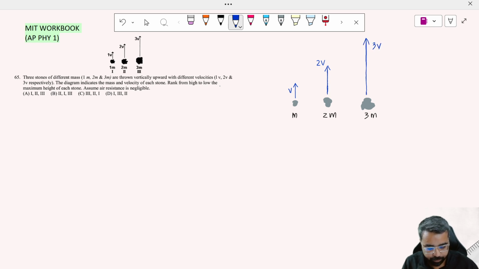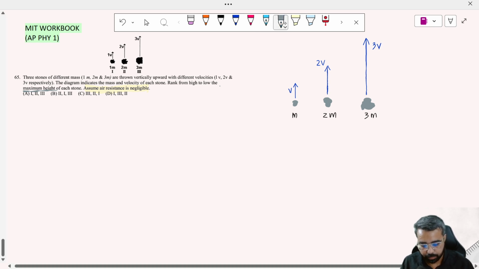So that is 3v. The question is, if we assume there's no air resistance, which makes it free fall motion, what will be the rank from high to low of the maximum height of each ball? That's written here. Which stone will attain more height, which stone will cover more vertical distance? So what is common between these three?